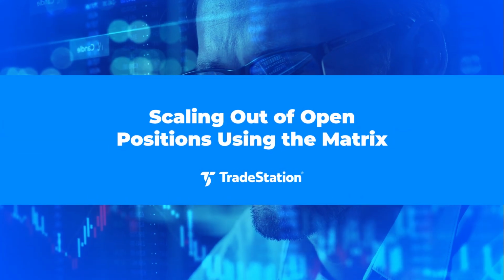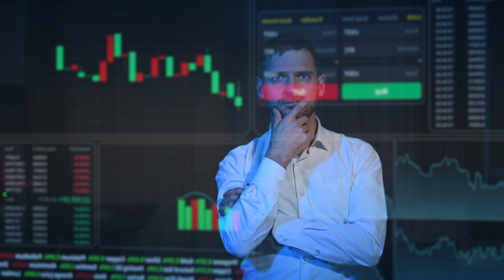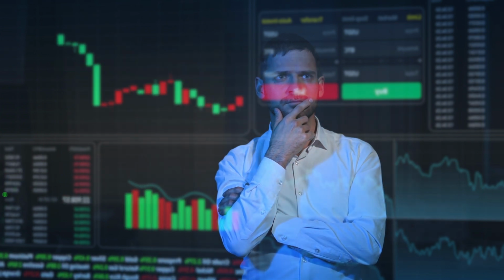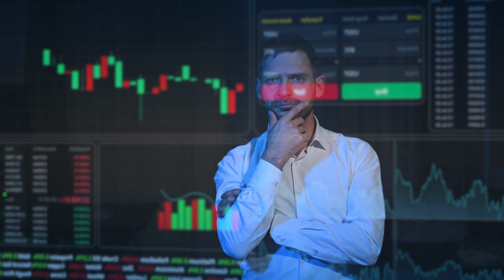Scaling out of open positions using the matrix. Closing a position can be challenging. When it's profitable, you might wonder, could it make more? But there's also the risk of the market reversing and losing the gains you've made.